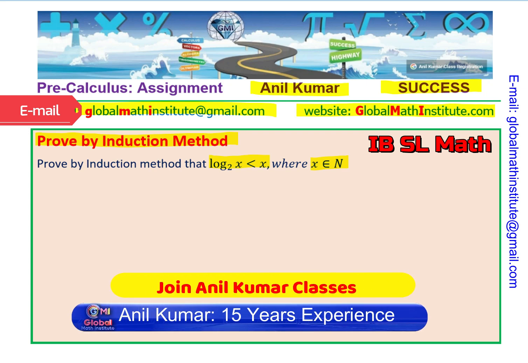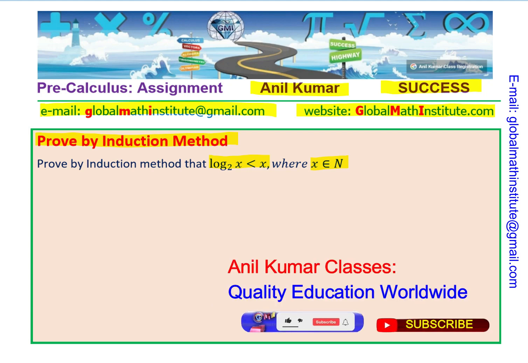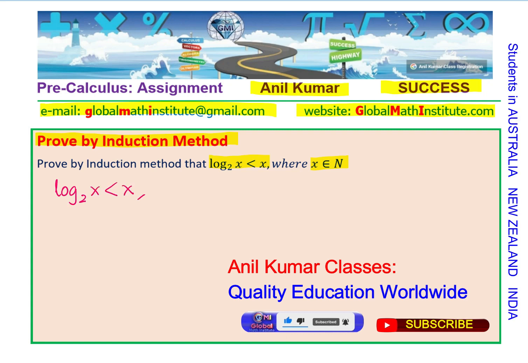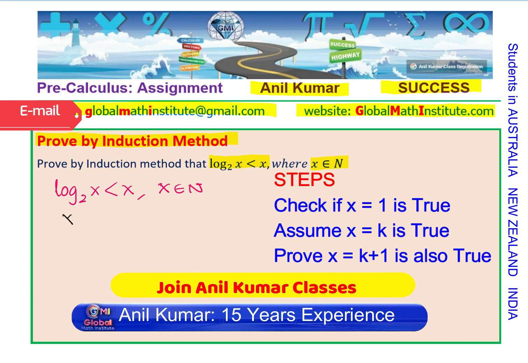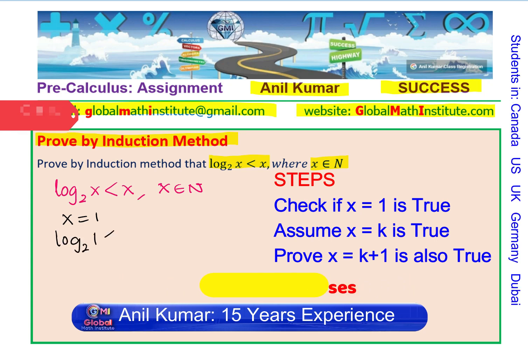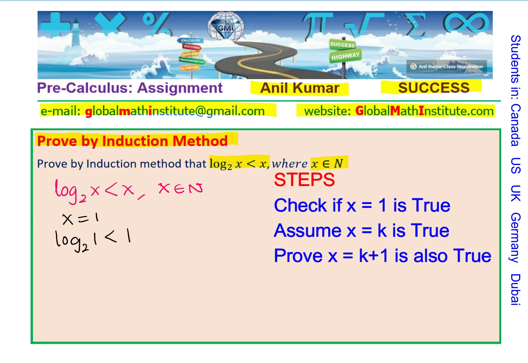Great. So now let's try to understand what the method of induction is and how we use it to prove, in this case, an inequality. We need to prove that log to the base 2 of x is less than x when x belongs to the set of natural numbers. In the method of induction, we should first check: is it true for x equals 1? If I substitute x equals 1, I get log to the base 2 of 1. Is it less than 1? Let's check it. Log to the base 2 of 1 is 0, and that is true. That means we could apply this method.